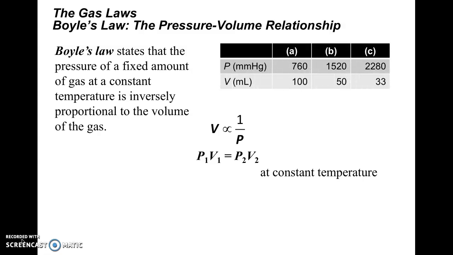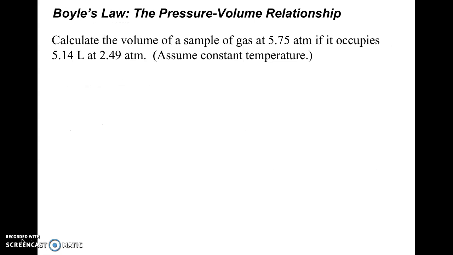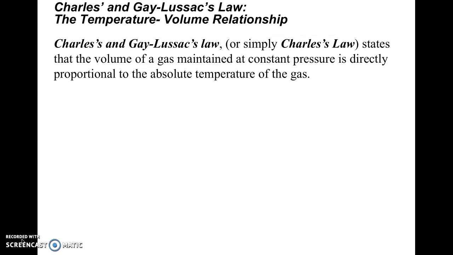But here is just an example of what it means. So you start at 760 millimeters of mercury, you double that pressure, your volume drops in half. And then if you actually go to 3 times the original pressure, your volume is 1/3 of what it was. And here we have a problem. We will do a couple problems later.